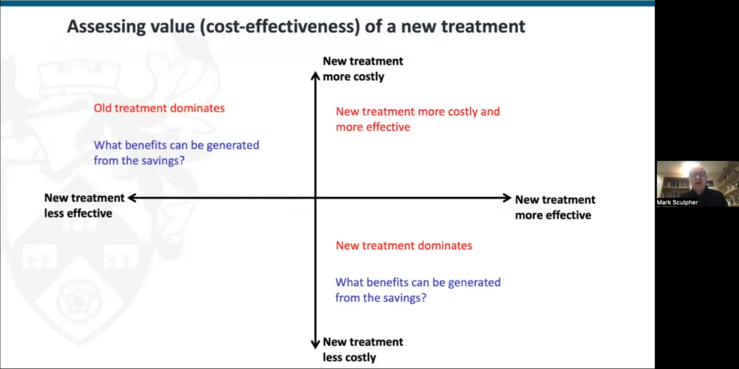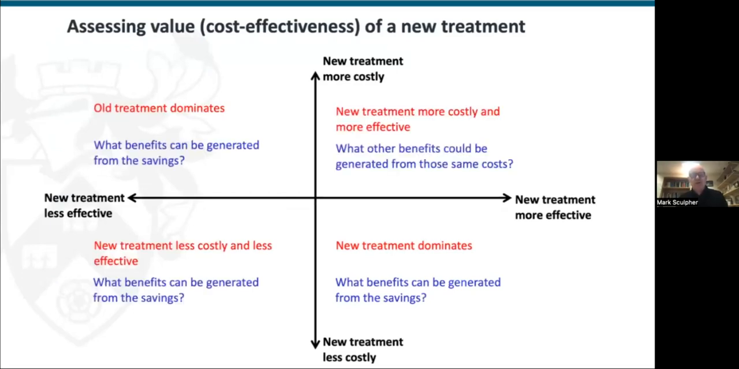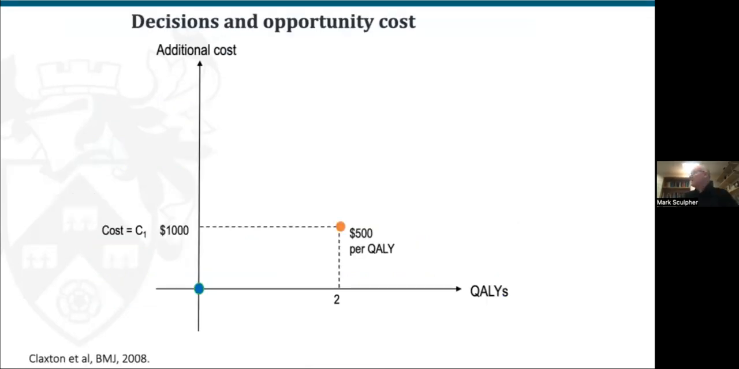So let's go back to the third question I posed, which is, well, how do we make decisions in the trade-off quadrants of this diagram? That is, the top right, where the new treatment is more costly and more effective, and the bottom left, where the new treatment is less costly and less effective. Well, key to this is the concept of opportunity cost.